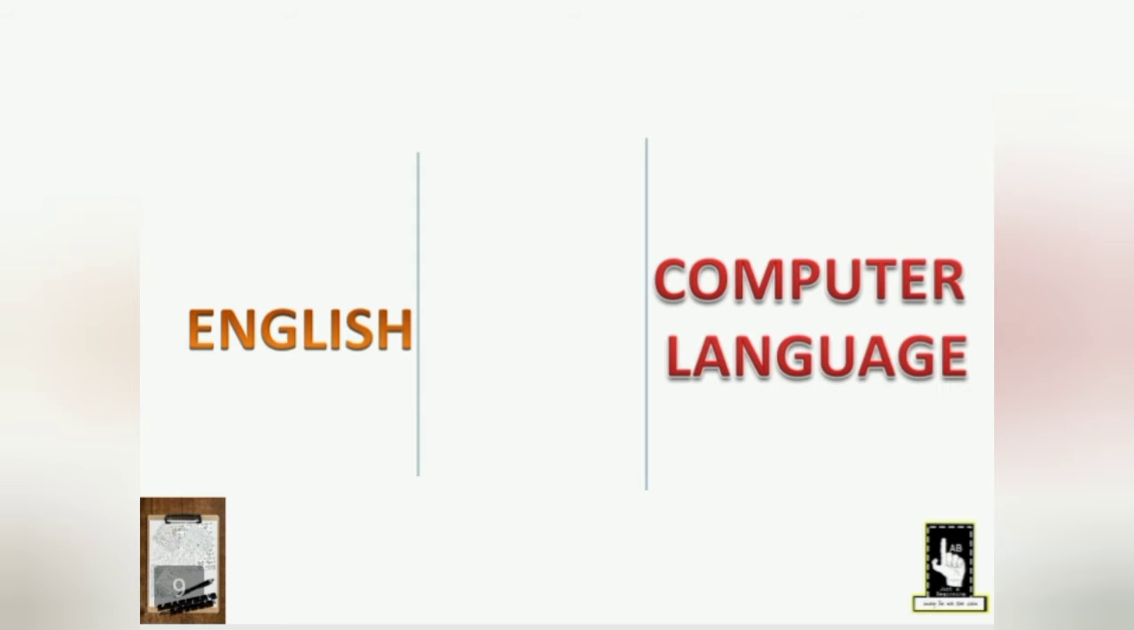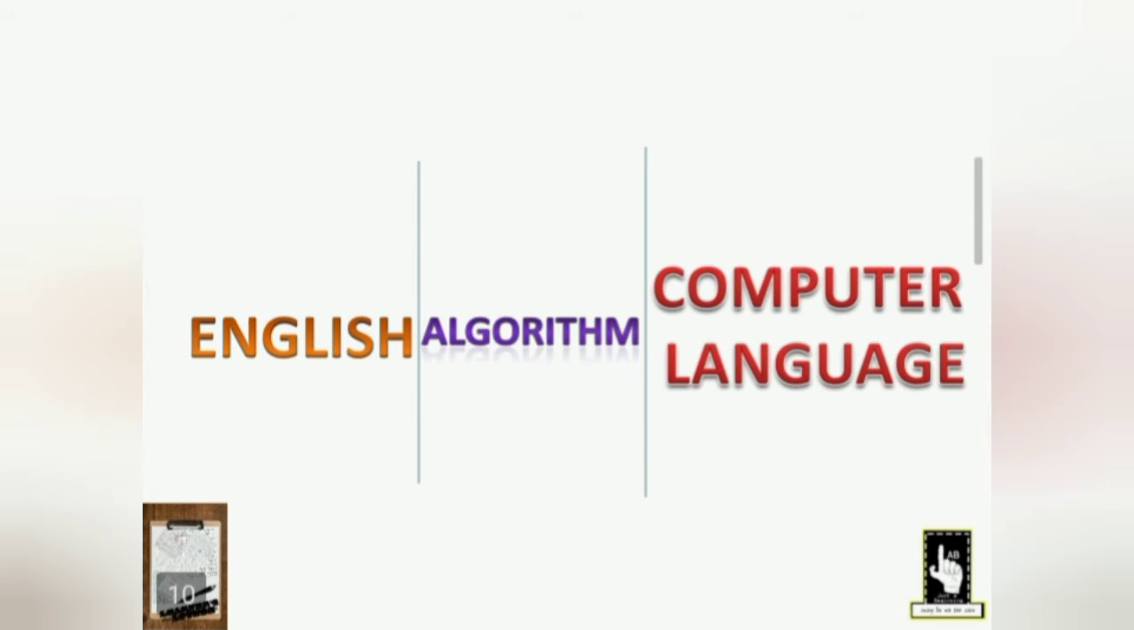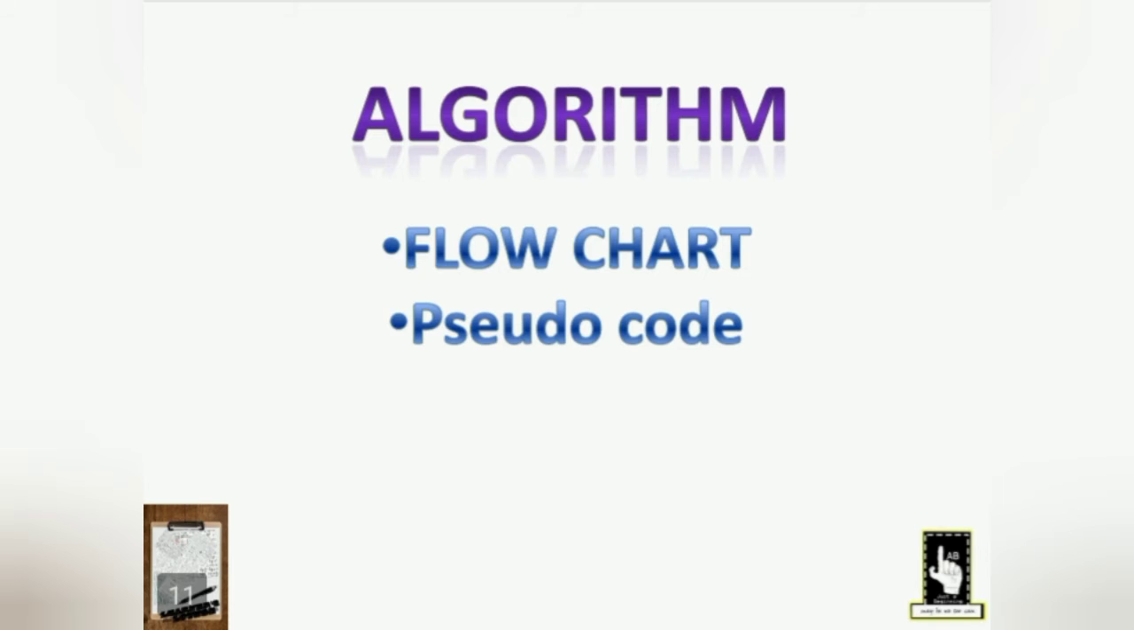So an intermediate language, in technical terms known as an algorithm, is needed for this purpose, to easily understand the long sentences and to reduce the ambiguity. We will explain the two such intermediate languages. One is the flowchart and the other is the pseudocode.